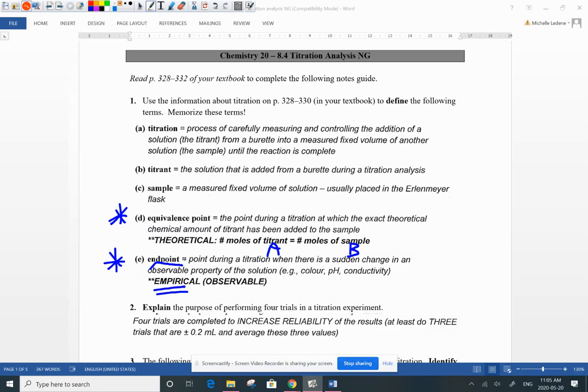Now that's our theoretical. So when you do a titration, you're never going to do just one trial, right? Typically you do about 3 of them, and you're going to average them together. And all 3 of the trials have to be kind of close to one another, typically within 0.2 mL. And I'm going to show you guys an example of that in just a second.